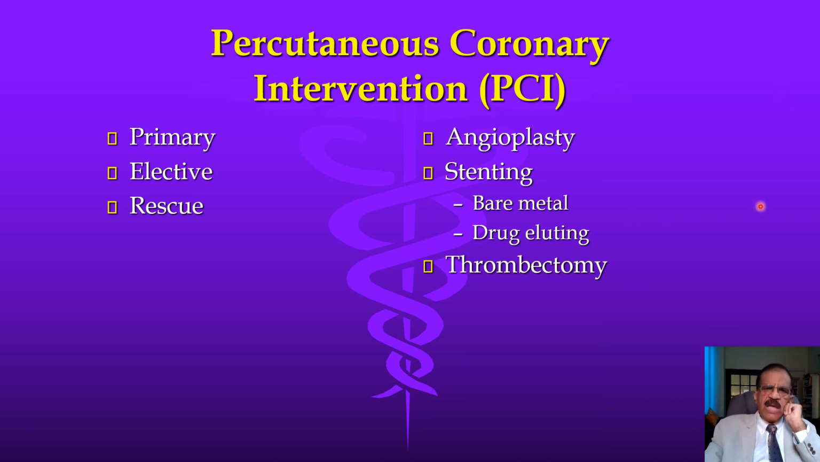So all these are various types or various steps of percutaneous coronary intervention. Primary has the best result. Those who are relatively younger patients, and suitable cases, even if they have recovered from the acute phase, should be considered for elective angioplasty.